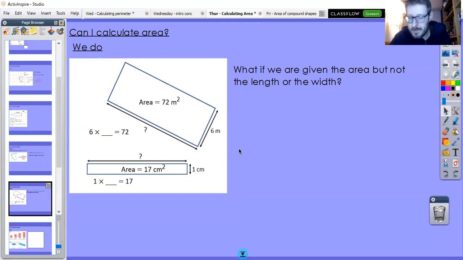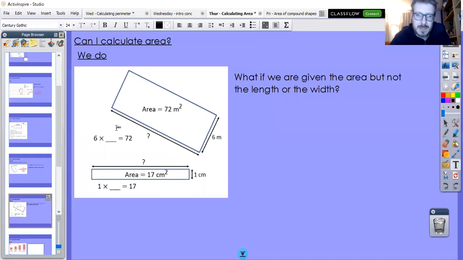Okay, so if we're working backwards, we know that the area is 72 meters squared. And we know that one of the lengths is 6. So something times 6 equals 72. And if we think about multiplication, the way we can solve this is using the inverse. So then we would do 72 divided by 6 to find out what the missing length would be. And 72 divided by 6 is 12. So this length here has to be 12.